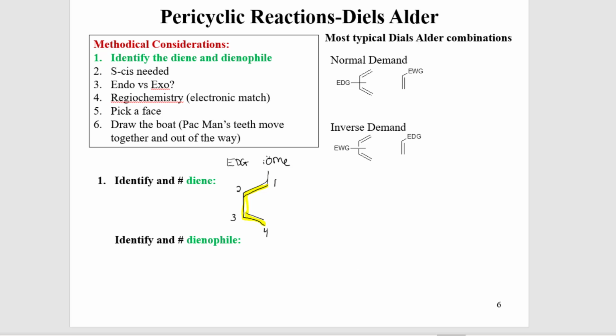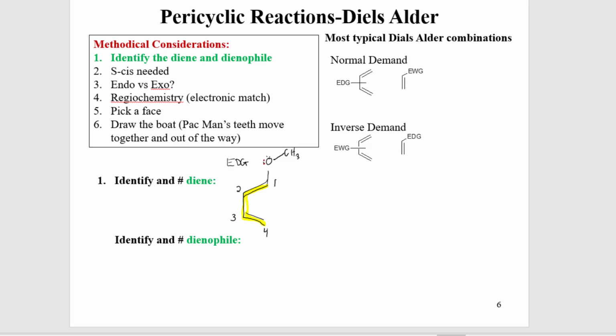Why? Because it has a lone pair. You could donate in, right? If you drew it out, you could also see that dipole-wise, it's donating from the oxygen towards the carbon 1. All right, so we've got our diene. Then you want to do the same for your dienophile.